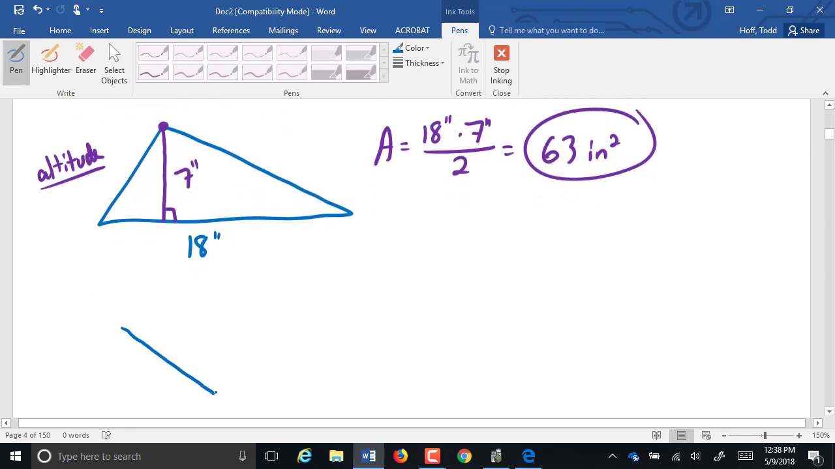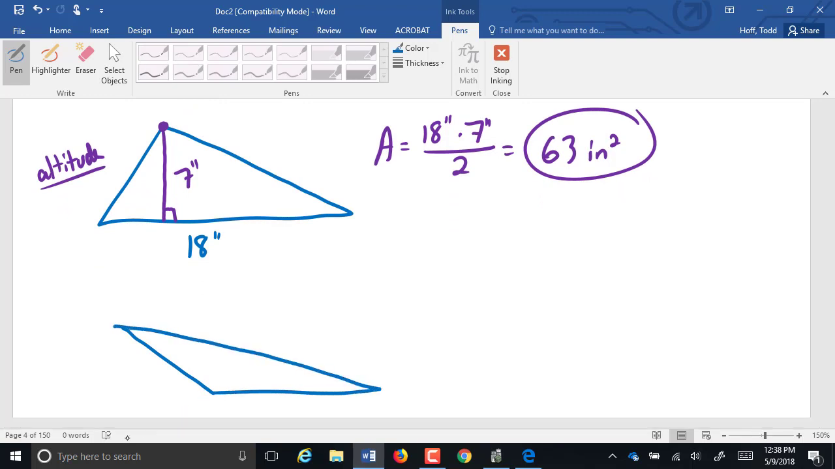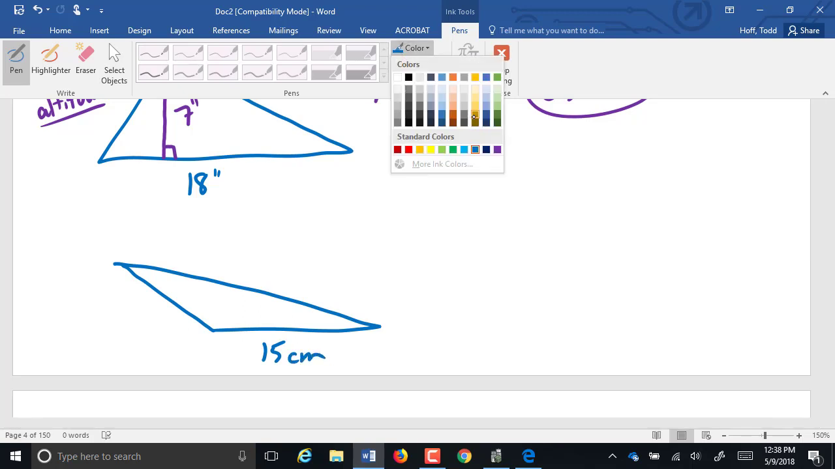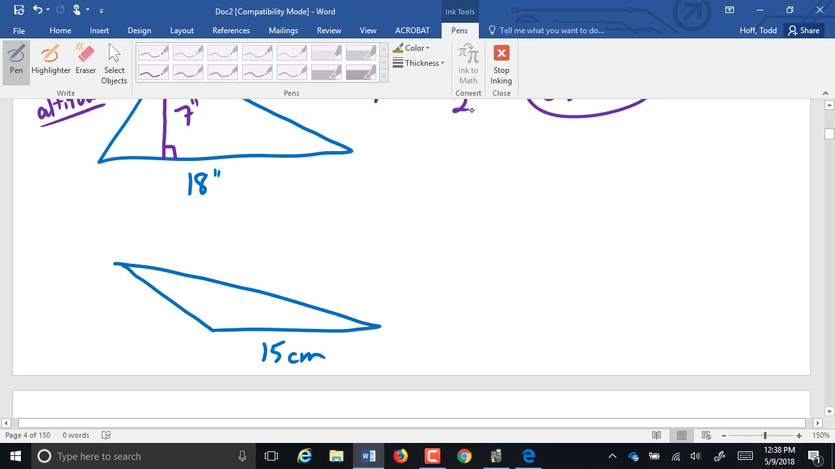What if we had this and we were told that this down here was 15 centimeters? We're going to use that as the base. Where would the altitude be? Well, it has to come from this vertex, doesn't it? It has to be perpendicular to that base, doesn't it?